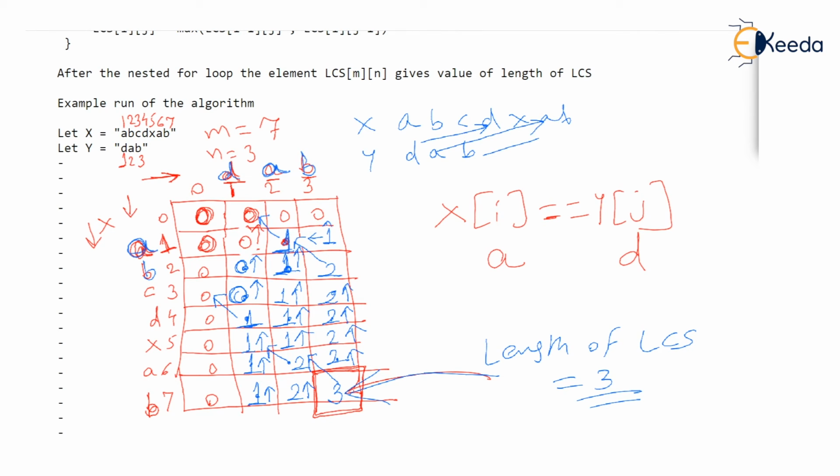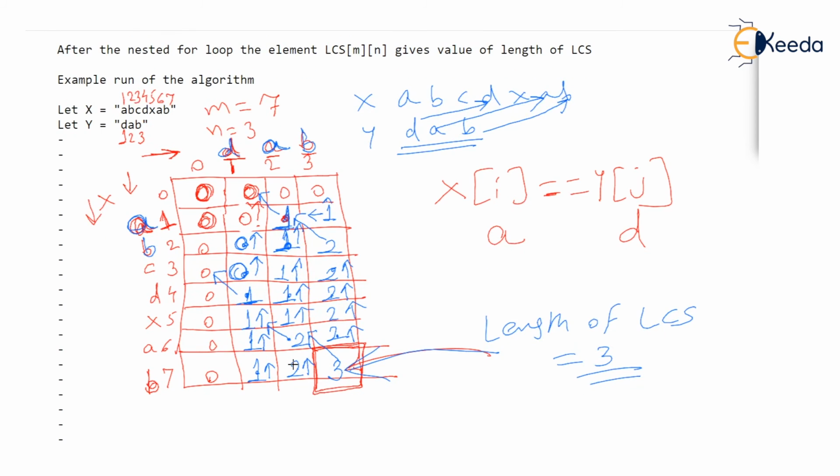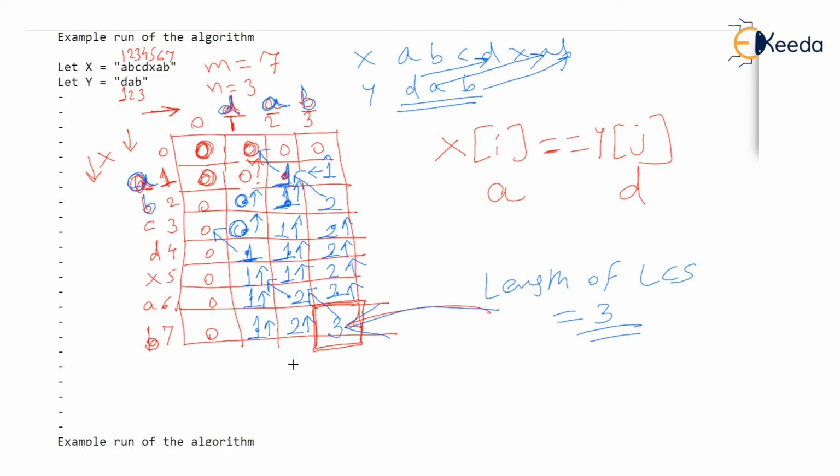This was a very easy problem. We could have solved it by hand without building a matrix, but I wanted to explain the algorithm. The fun part of this is that you can even find out the subsequence that DAB matched. Let's see how. Check that. We can even find out the subsequence.